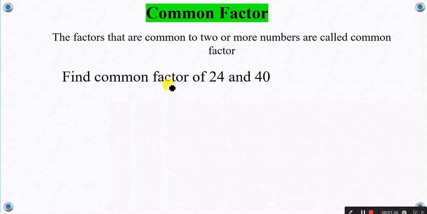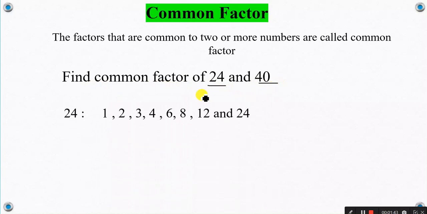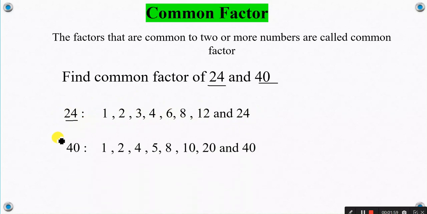For example, find the common factors of 24 and 40. The factors of 24 are 1, 2, 3, 4, 6, 8, 12, and 24. These are the factors of 24. And the factors of 40 are 1, 2, 4, 5, 8, 10, 20, 40.